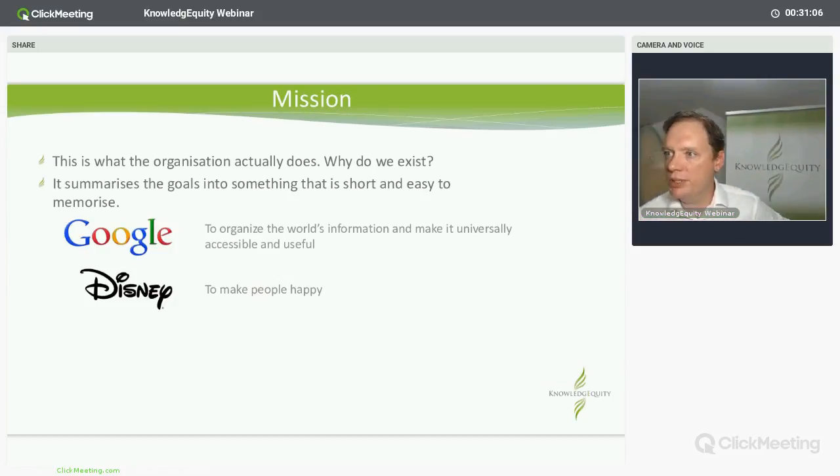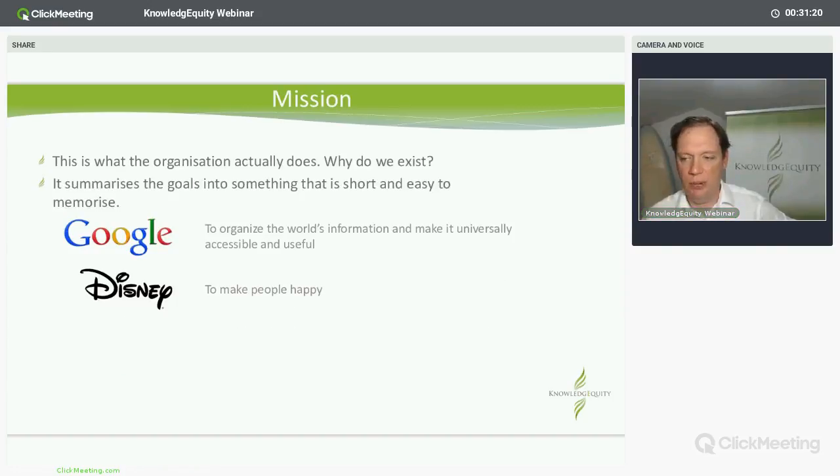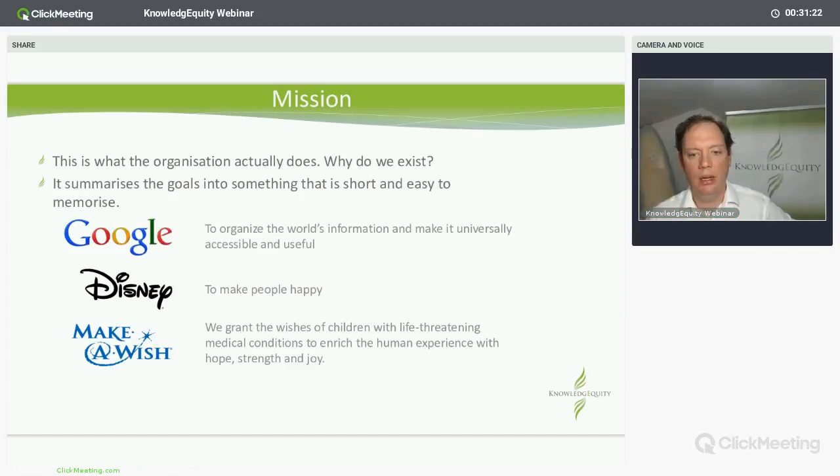So, where was Disney before? Disney was to be one of the world's leading producers and providers. That's your future state vision. What's our actual mission? Well, it's just to make people happy. I kind of get that.